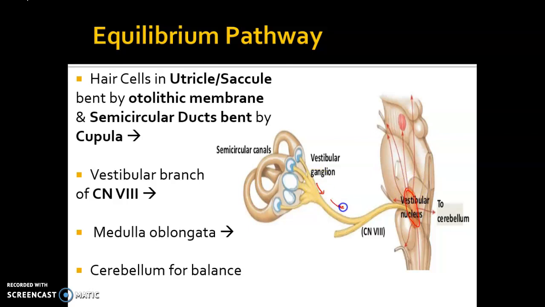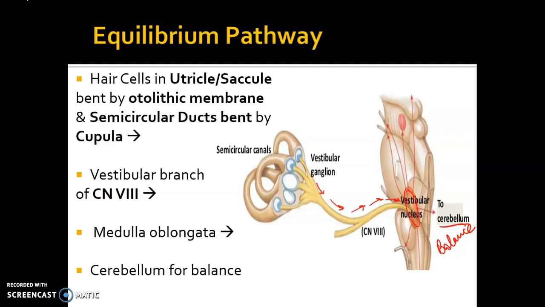So information goes via the vestibular branch of cranial nerve 8 to the medulla oblongata, and from the medulla oblongata, that information goes to the cerebellum, and remember, the cerebellum helps us balance.